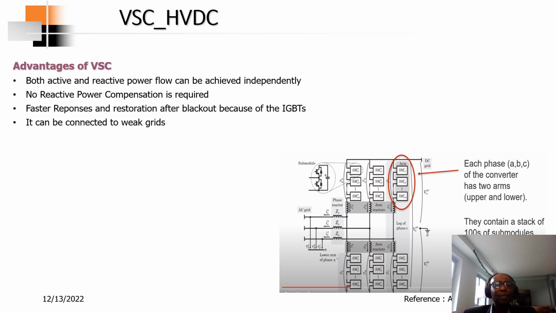It can easily be connected to a weak grid. As compared to line commutated converters or current source converters, which become problematic if connected to a weak grid. It means that additional reactive compensation devices have to be installed at the point of interconnection. That is the STATCOM, or capacitors have to be installed at the point of common coupling for it to work efficiently.